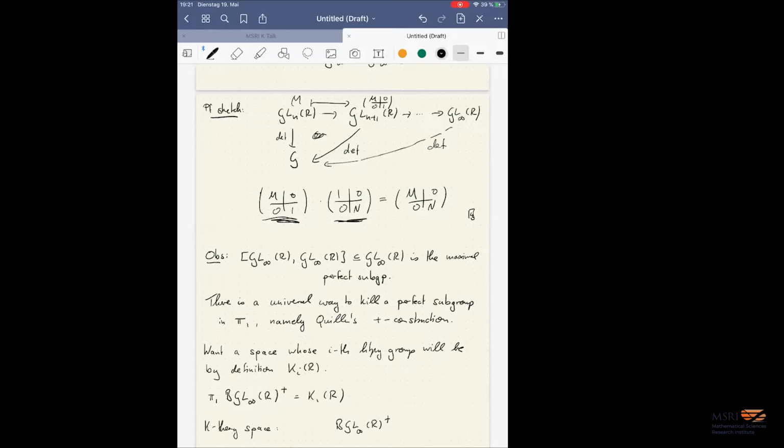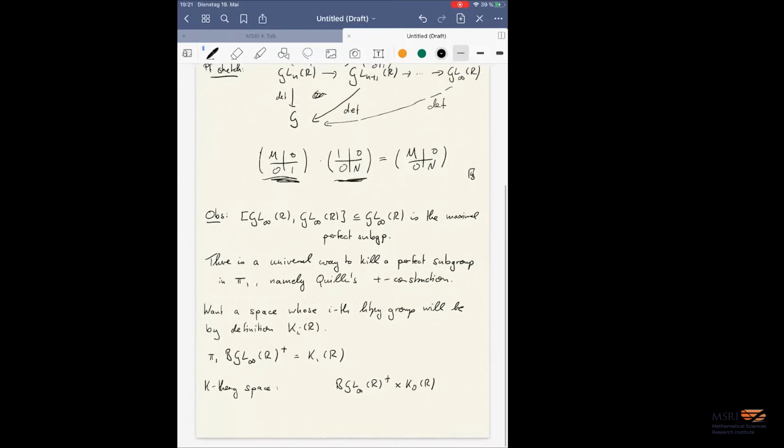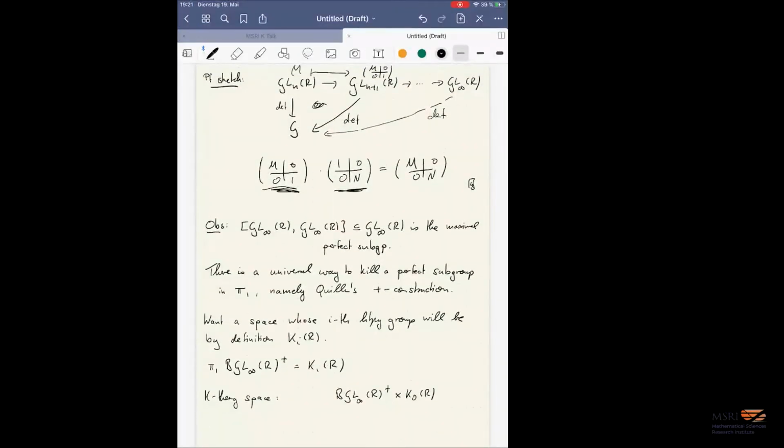But there's a slight caveat, not particularly important for this talk: you notice that the classifying space of a group is always connected. So pi0 would be trivial, but if you've seen something about K-theory, you know that K0 of a ring should not be trivial. So we just do the most naive thing, and take the product with K0 of R.